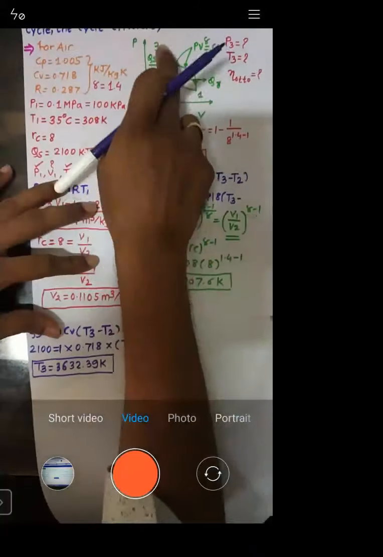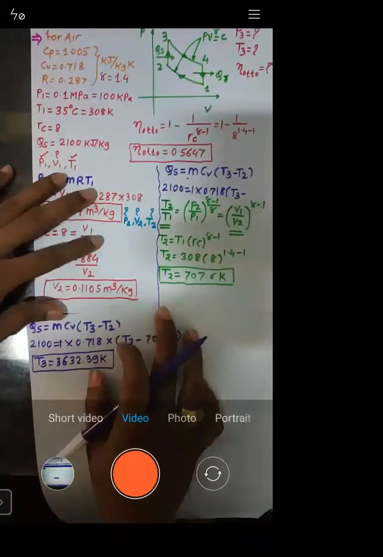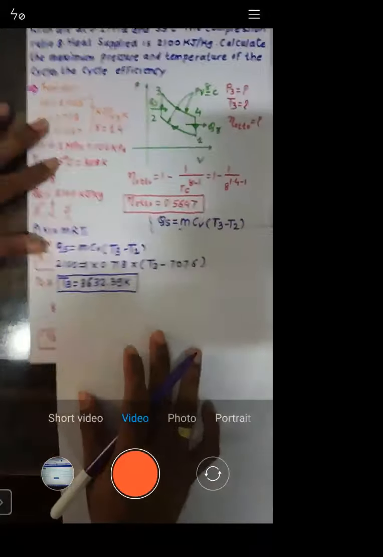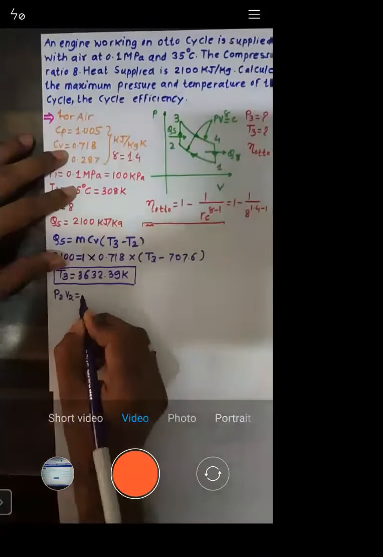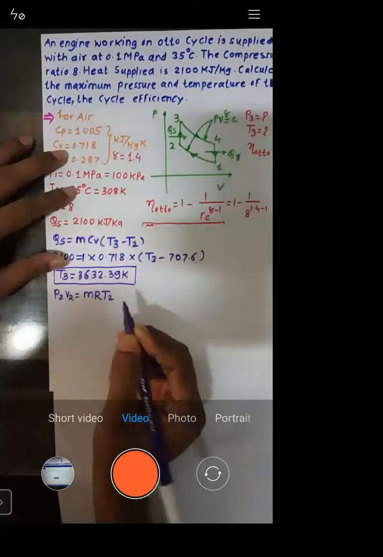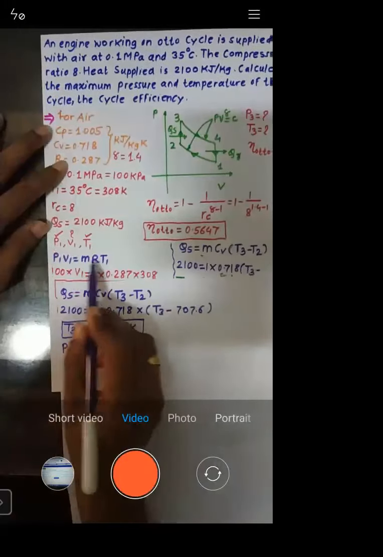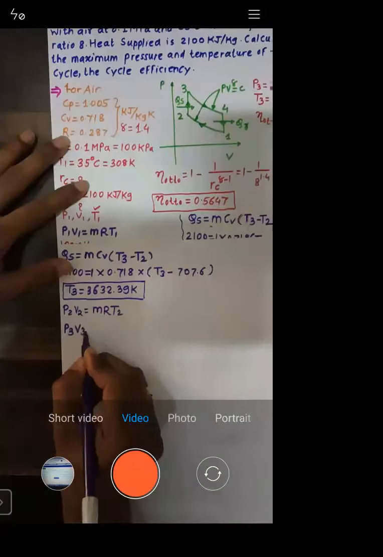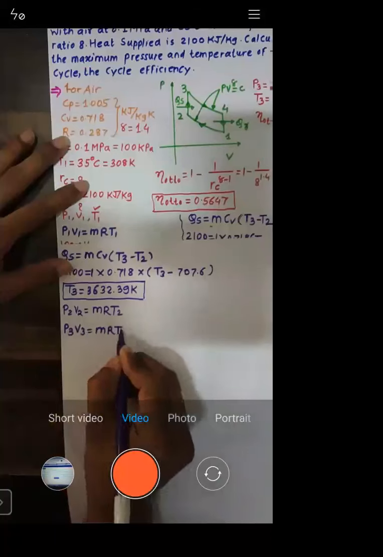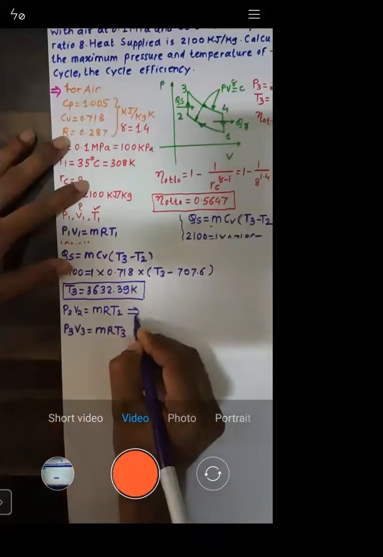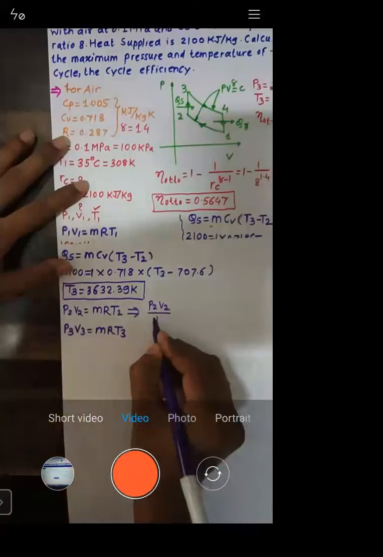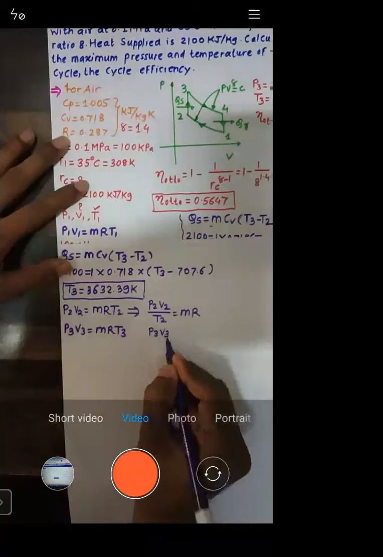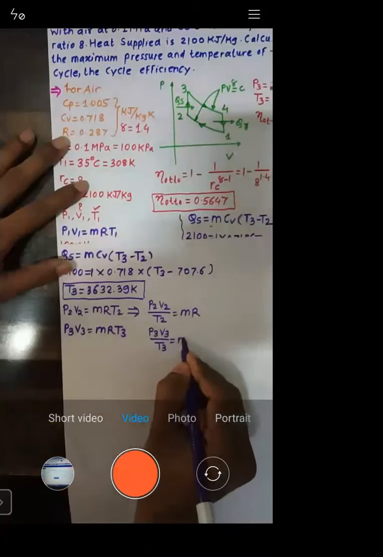Now see, 2 to 3, it is nothing but what? A constant volume process, right? 2 to 3, it's a constant volume process. Now I will write down the expression: P2 V2 is equal to MRT2. Try to understand. Same as stage number 1, I have written P2 V2 is MRT2. Again I will write P3 V3 is equal to MRT3. So from these expressions, P2 V2 by T2 is equal to MR, and P3 V3 by T3 is equal to MR.